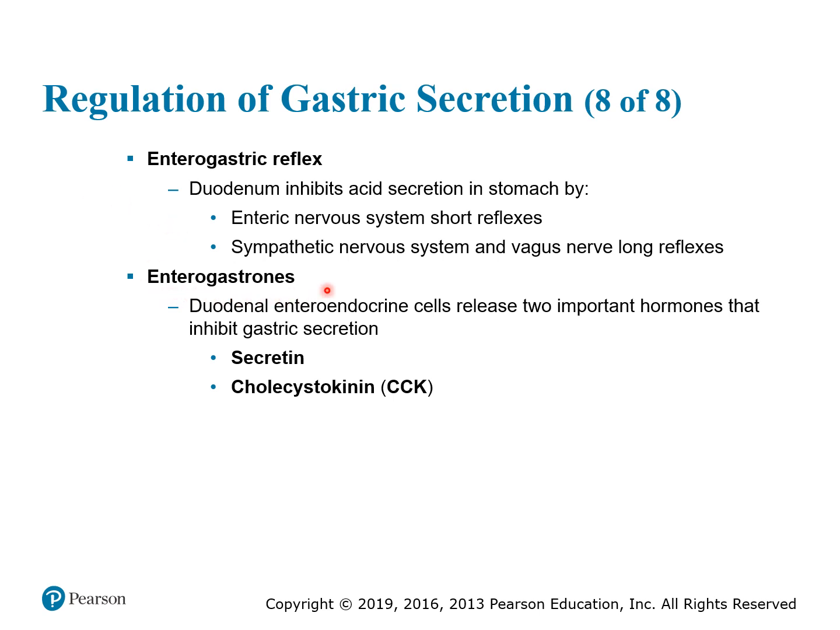And what are enterogastrones? Duodenal enteroendocrine cells, they release two important hormones that inhibit gastric secretions. These are secretin and cholecystokinin, CCK. These two, they are secreted by the duodenum, and they cause inhibition of the gastric secretion. So duodenum has two mechanisms of ending that gastric secretion. One is enterogastric reflex, other is the enterogastrones.